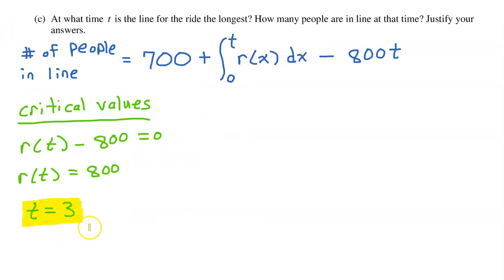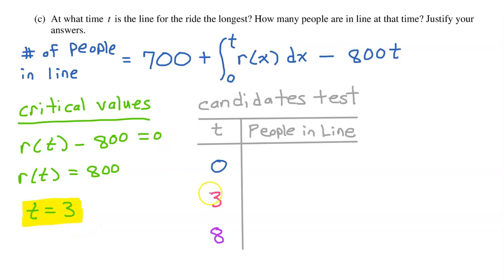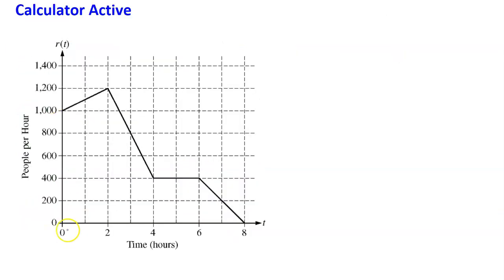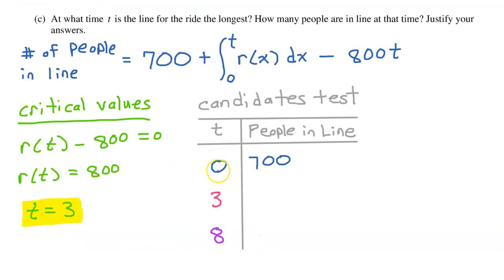Now let's make the candidates test. Our candidates for times with the most people in line are 0, 3, and 8. The 3 is our critical value. The 0 and 8 must be included because they are the endpoints. The park is open from t equals 0 to t equals 8. In the setup, we are told that there are 700 people in line at time t equals 0, so that's done.